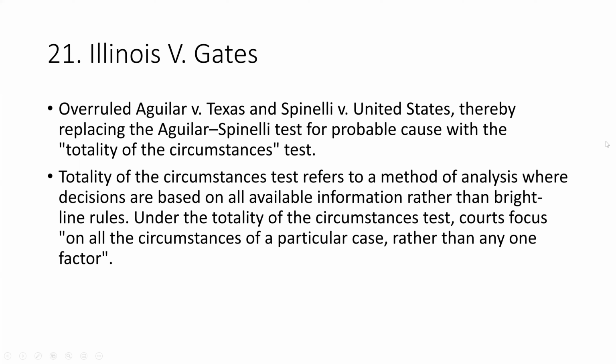Number 21, Illinois v. Gates overruled Aguilar v. Texas and Spinelli v. U.S., thereby replacing the Aguilar-Spinelli test for probable cause with the totality of the circumstances test. Totality of circumstances refers to a method of analysis where decisions are based on all available information rather than bright line rules. Under the totality of the circumstances test, courts focus on all the circumstances of a particular case rather than any one factor.